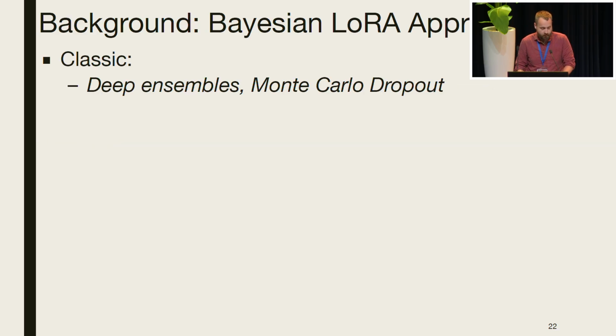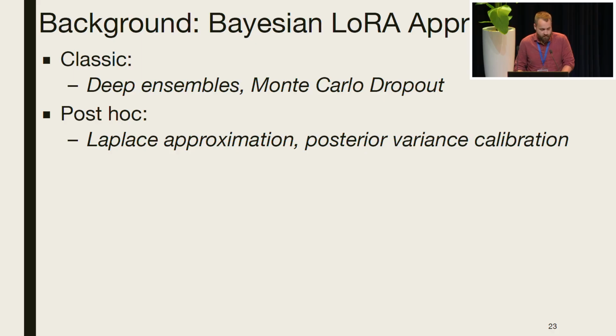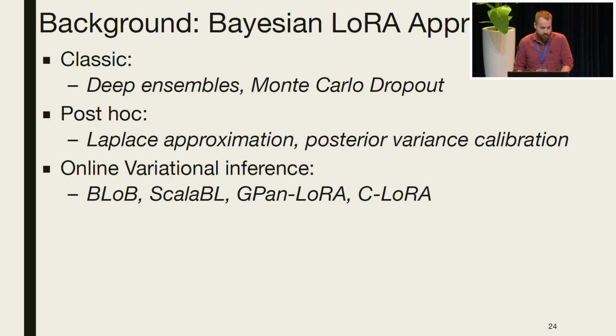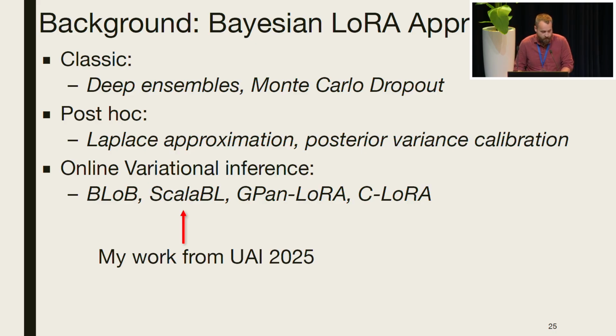And this has shown some interesting results, and there's already been a large variety of approaches that have been proposed for Bayesian LoRA. So we have classic approaches like deep ensembles and Monte Carlo dropout, as well as some more recent approaches that looked at post hoc applications such as a Laplace approximation and some posterior variance calibration. But the state-of-the-art methods tend to be these online variational inference-based approaches like BLoB and its various successors. And I'll give a special shout out to Scalable, which was my work from UAI last year.